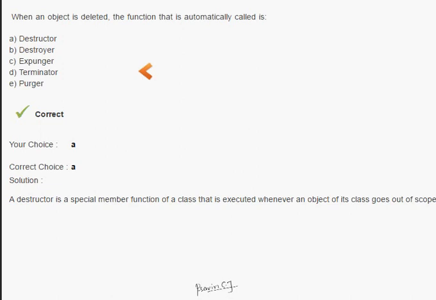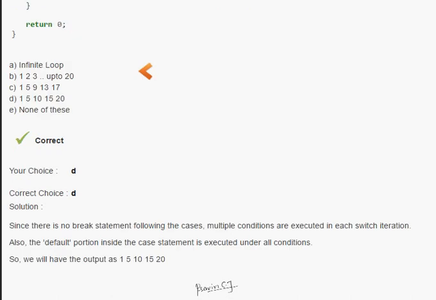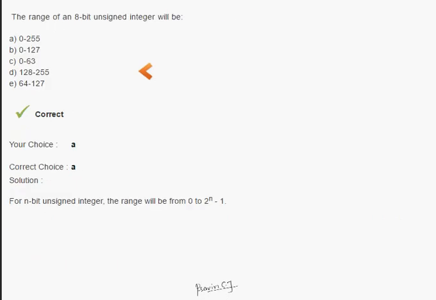We will move to the next question. Earlier we saw one programming-related question. If you have written it, the answer for that question is option D: 1, 5, 10, 15 and 20 is the output. Okay, that is the programming-related question.